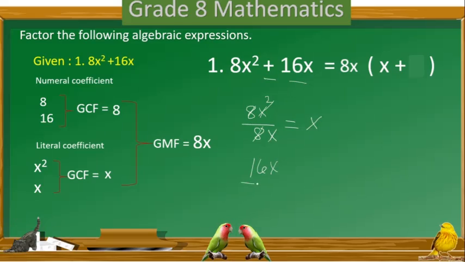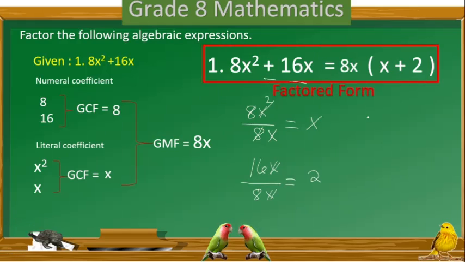16x divided by 8x. 16 divided by 8 is 2. x divided by x cancels out because they are the same. So our last term in the factored form is 2. So the factored form of the given expression is 8x times the quantity x plus 2.